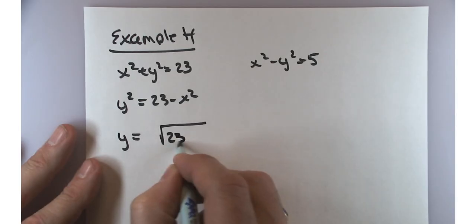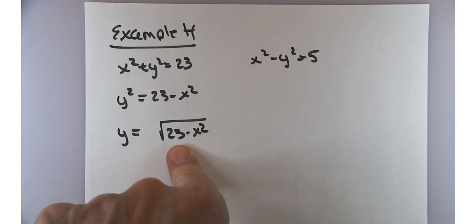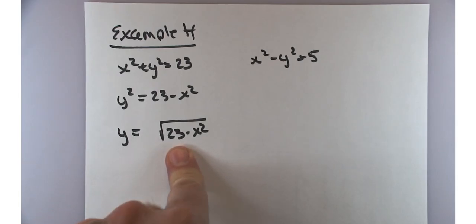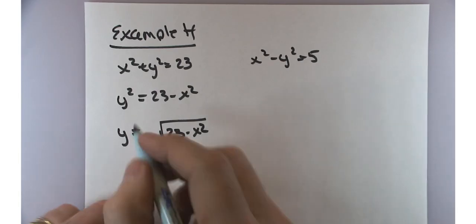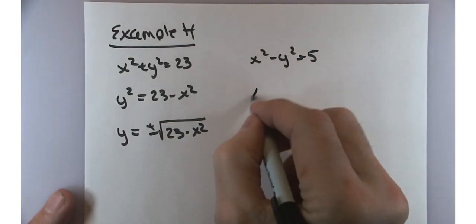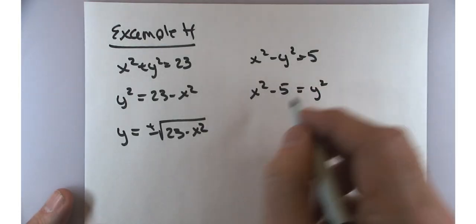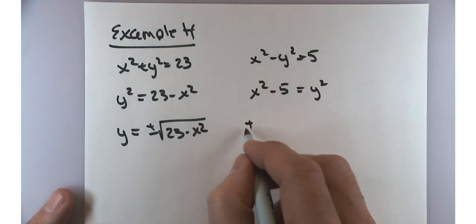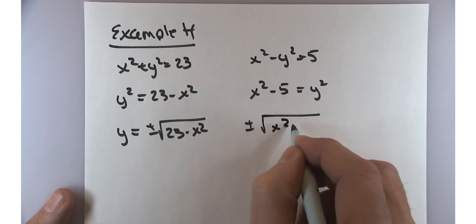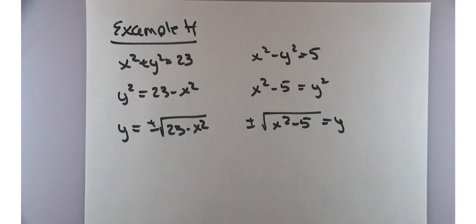23 minus x squared. Can anyone tell me what mistake I made in solving for y here? Plus or minus. Plus or minus. On top of that again. Well done. Over here, I'll move the 5 to the right-hand side, or 5 to the left-hand side and y to the right-hand side, and do the same kind of trick again. So now I've got each of these equations. It's just, plugging those into my calculator is just not a whole lot of fun.